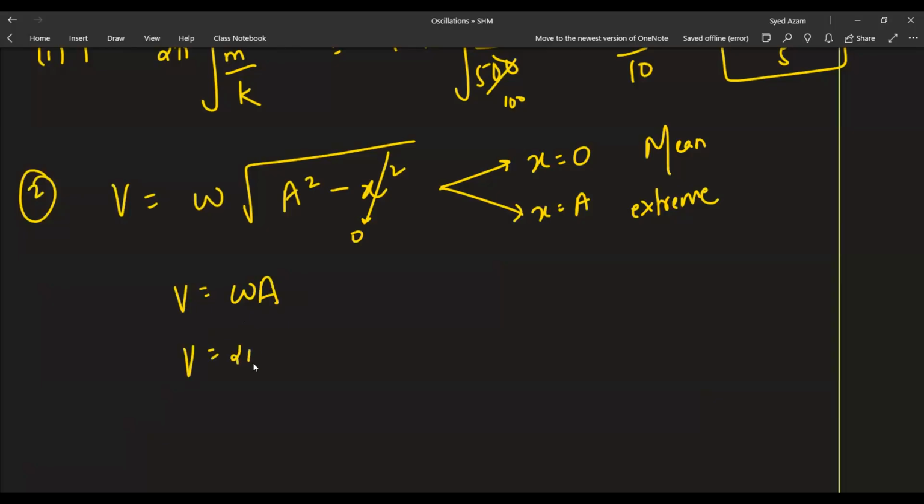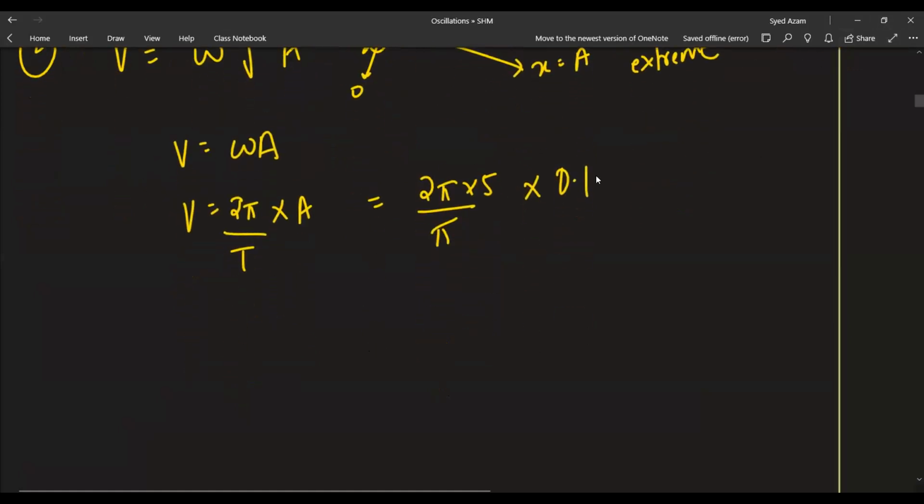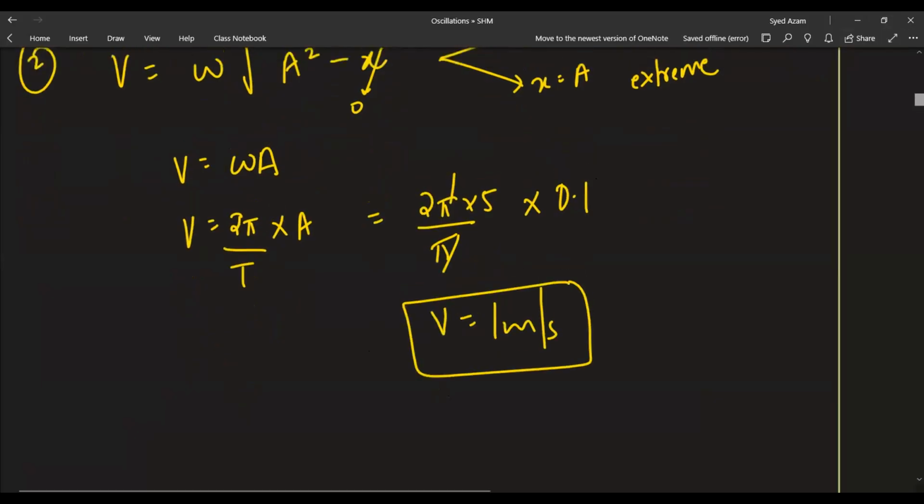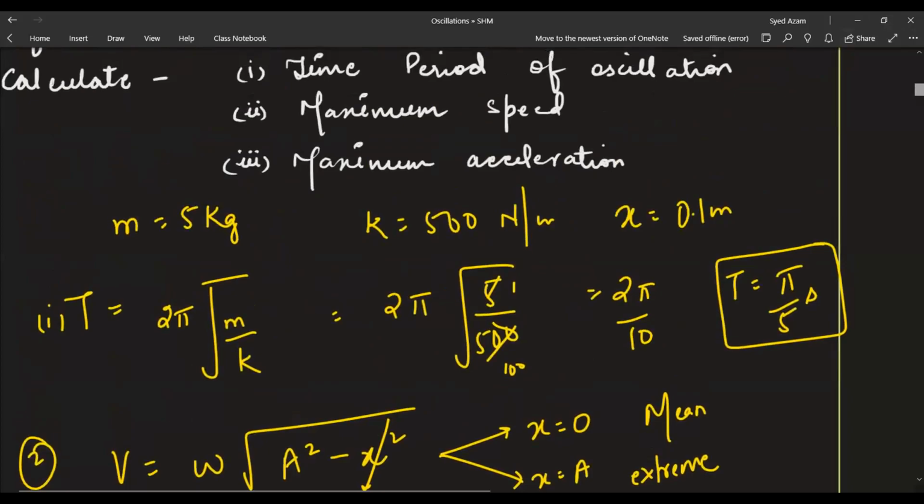So omega can be written as 2 pi by T, and amplitude is there. So it will be 2 pi, time period is pi by 5, amplitude is 0.1. So this will be 1 only. So velocity will be 1 meter per second. Last part was acceleration, yeah, maximum acceleration.